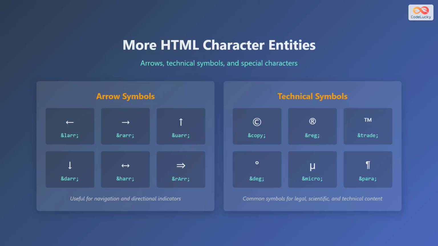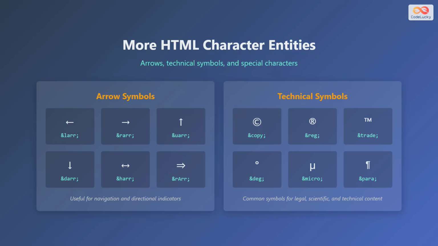Here are more HTML character entities, including arrows, technical symbols, and other special characters. For arrow symbols, we have the left arrow, represented by &larr;, the right arrow, represented by &rarr;, the up arrow, represented by &uarr;, the down arrow, represented by &darr;, the horizontal arrow, represented by &harr;, and the right double arrow, represented by &rArr;. These are useful for navigation and directional indicators.